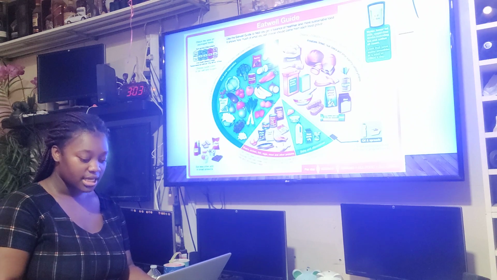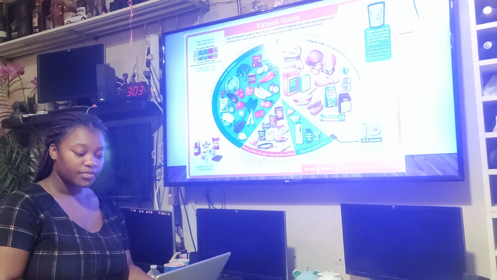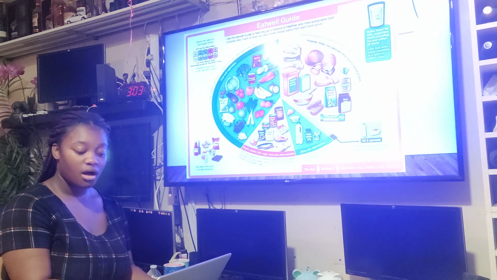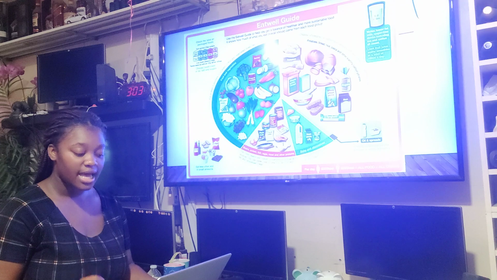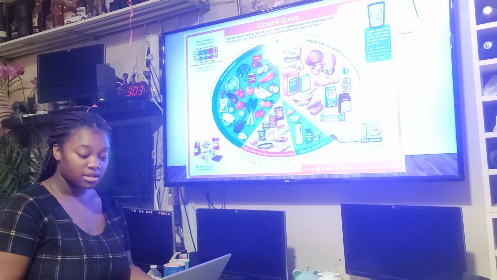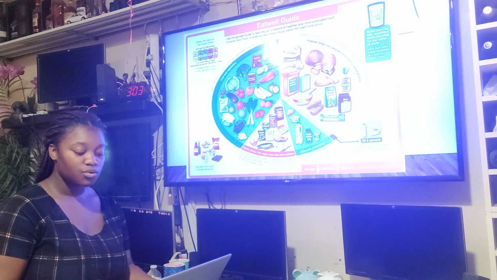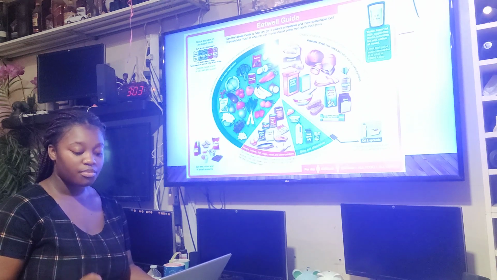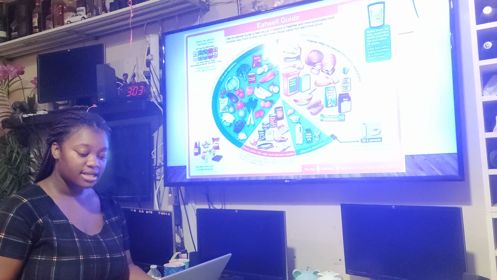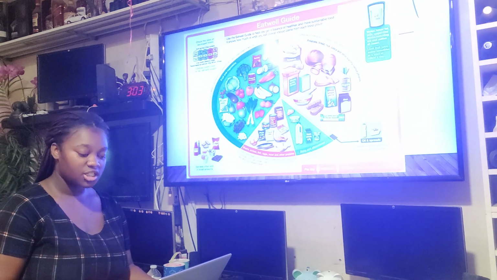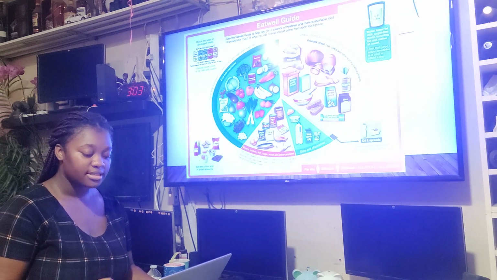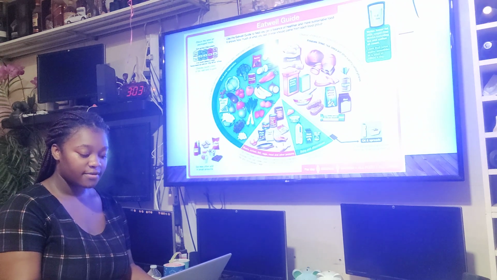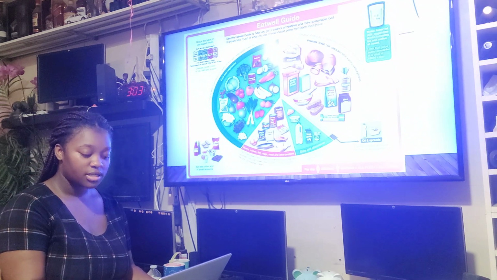we need. Group 1, which is protein. Some of the sources of protein are meat, fish, eggs, beans, and other proteins. Group 2, carbohydrates. Their sources are potatoes, bread, rice, pasta, and other starchy carbohydrates. Group 3, dairy. We have dairy and alternatives.